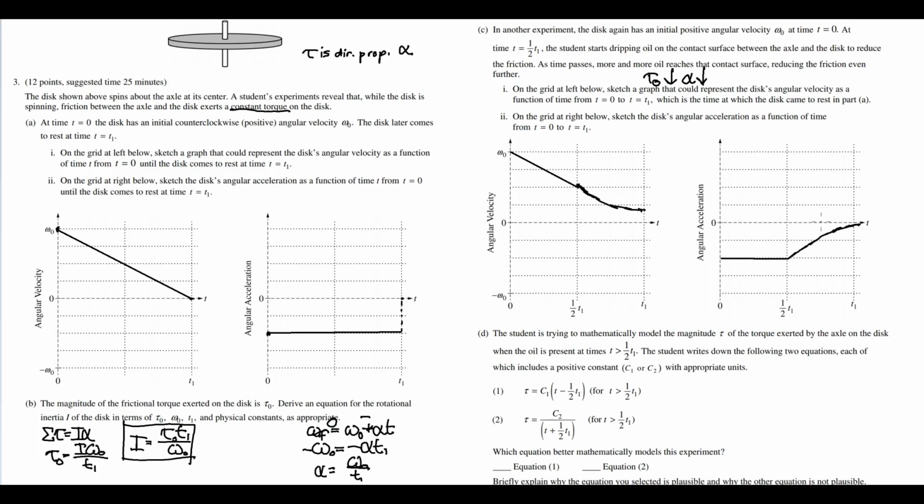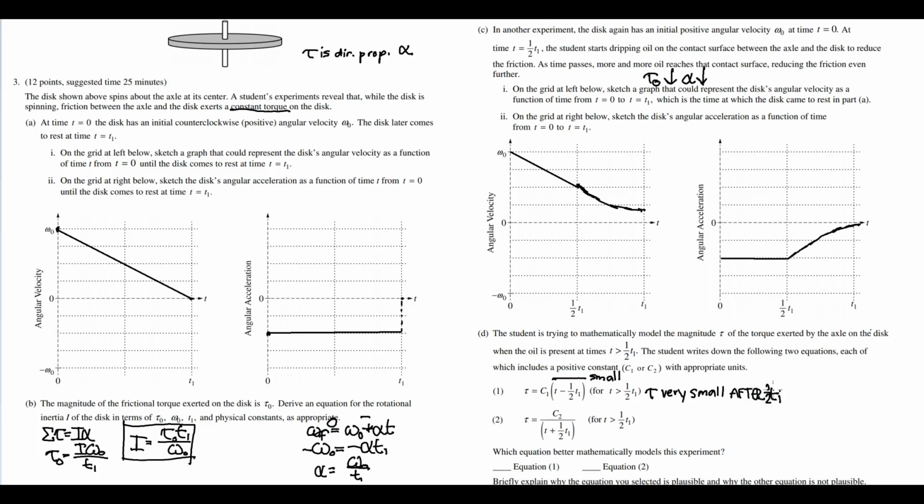Okay, so let's look at equation 1. Tau equals C1 times the quantity t minus half t1. So if you go just a little bit above half t1, then this quantity will be very small. That means torque will be very small right after half t1.